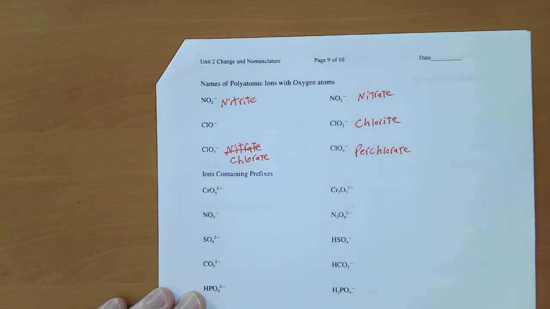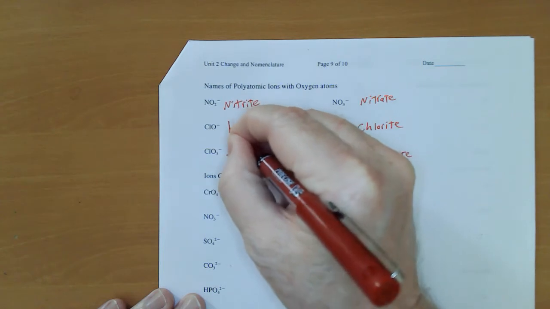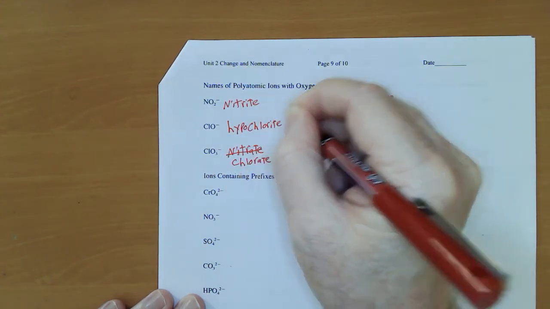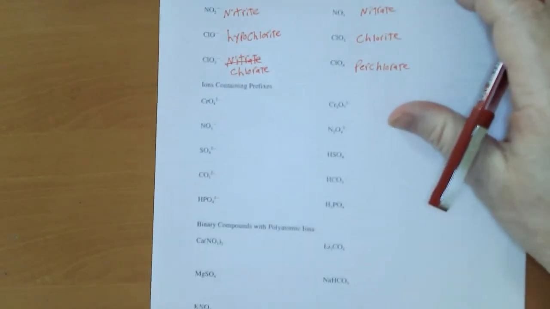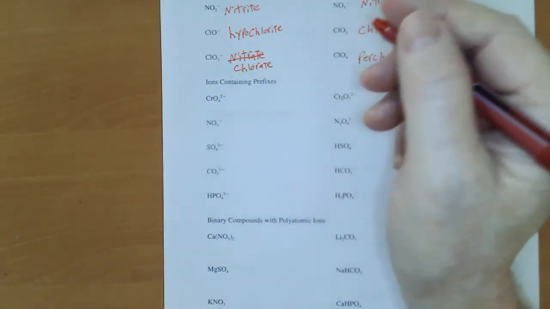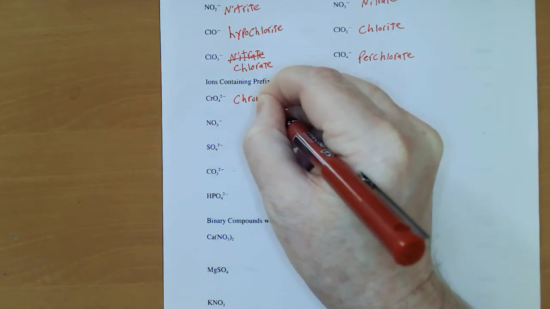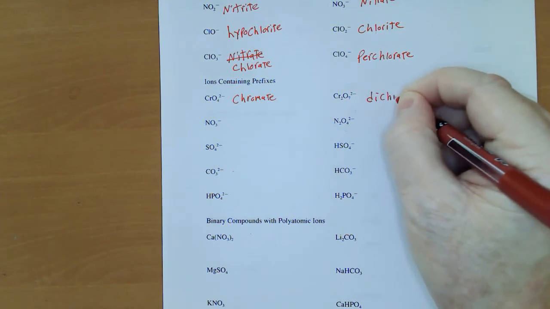Per comes from the word hyper, meaning more, or too much. And this is hypochlorite, the hypo coming from the word meaning below. Okay? Now, hopefully you've got all of these memorized by this point too. He says with a little smirk on his face, so you're probably still working on it, but hopefully. This is chromate, and this has got two chromiums, so dichromate.